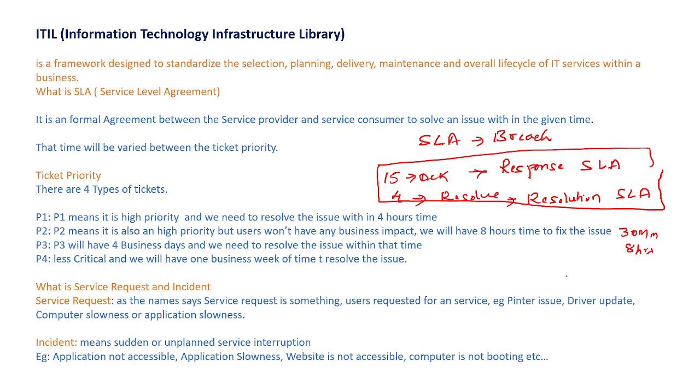The rest is all the same. If you are not able to respond in 30 minutes, there is a breach. If you are unable to resolve the issue within 8 hours, that is a breach. Then P3 and P4 do not have any response SLA. For P3, you will get 4 business days of time. And for P4, it is less critical. You have 1 business week. Again, this can vary. It depends on the customer.